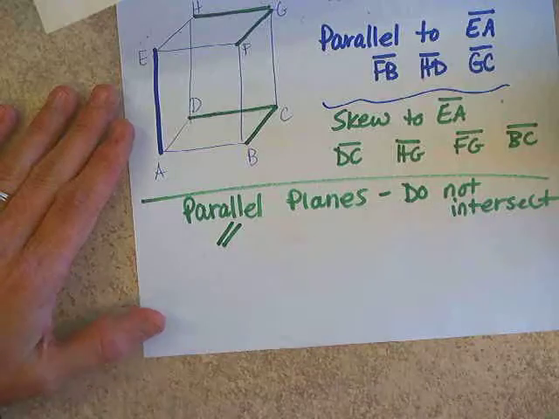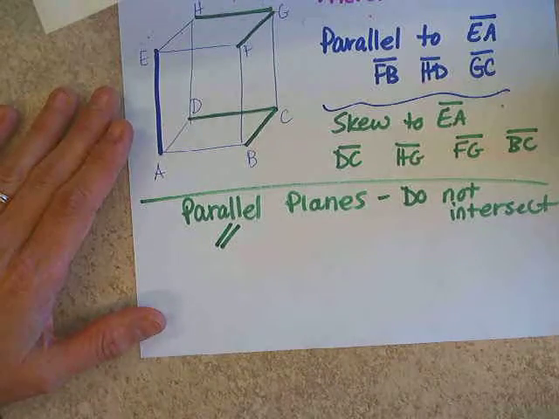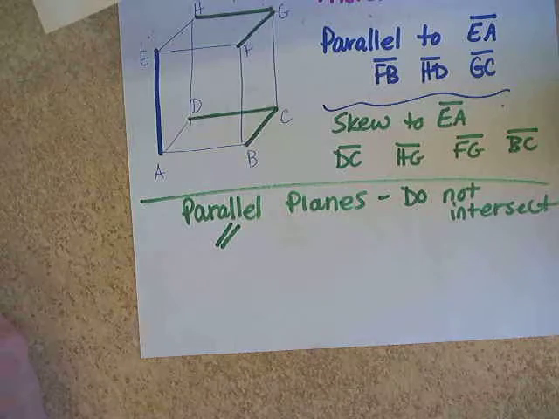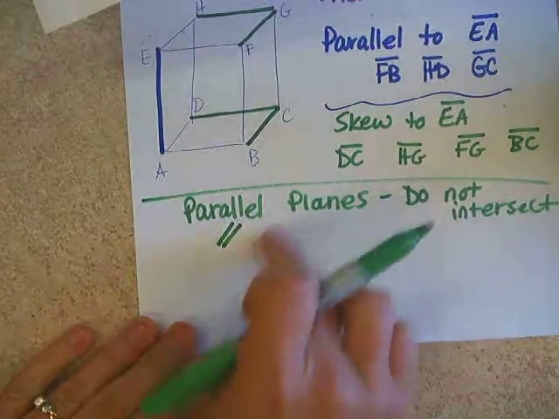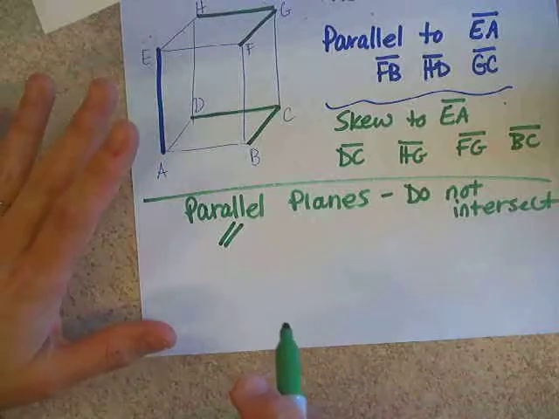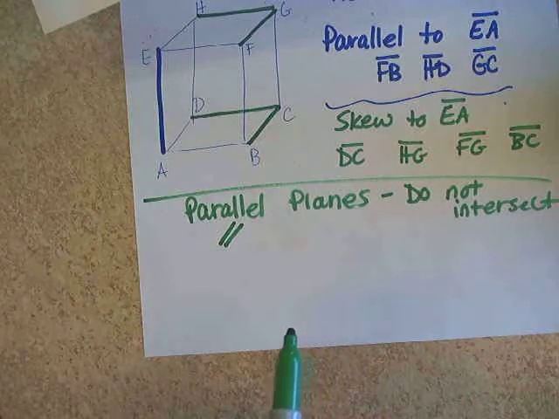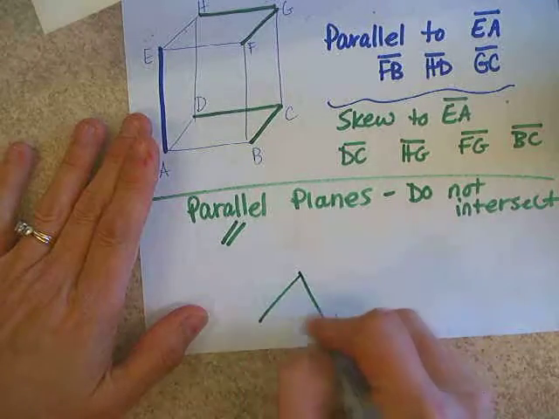The one picture I wanted to show you, and the symbol for parallel, just so you get this in your notes, looks like that. 2 little parallel lines. Sometimes you'll see them straight up and down, usually on a slant. Okay, so just so you know what that symbol is.